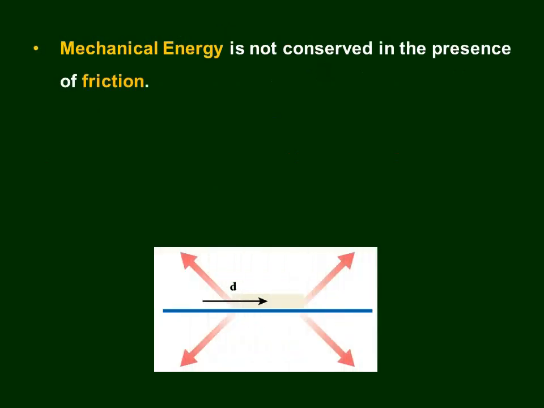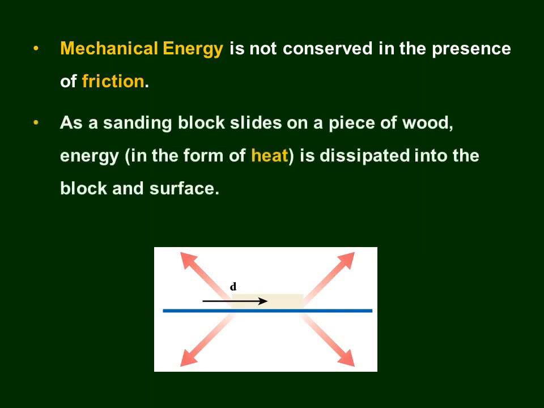Mechanical energy, as we mentioned, is not conserved in the presence of friction. Here, if there is a friction force, the mechanical energy is not conserved. As a sanding block slides on a piece of wood, energy in the form of heat is dissipated into the block and the surface. The mechanical energy here is changed into heat energy, and the block and the surface become warm. So here mechanical energy is not conserved because of friction. Okay guys.